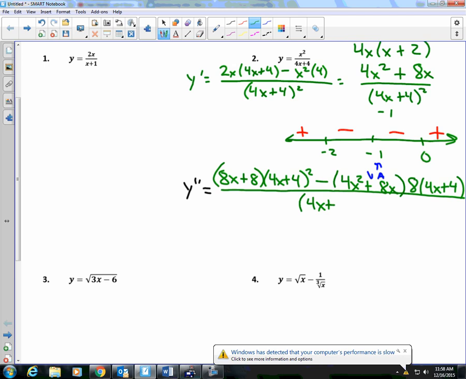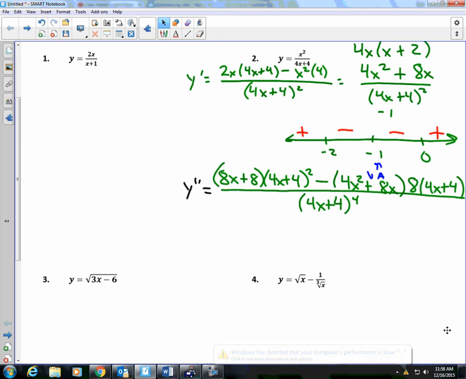4x plus 4 to the fourth. Now, we really have 3 terms. We have 1 on the bottom and we have 2 on the top. What do all 3 terms share in common? 4x plus 4. So I can factor a 4x plus 4 out of the top, and it will cancel with 1 on the bottom, correct? So when you factor, 1 on the top will go away. This will be reduced to 1. This will be reduced to 3.